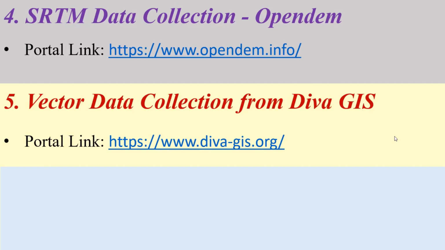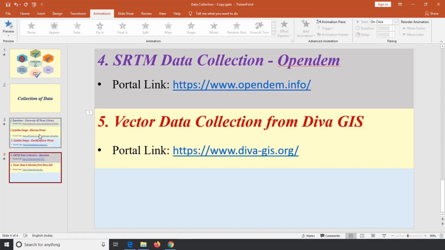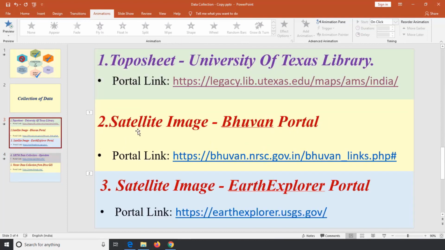In this video, we will see how to download topographical sheet from Texas Library and vector data from Diva GIS for our GIS work. As these data are free of cost and no login information is necessary, anyone having internet connection can download and use this data.